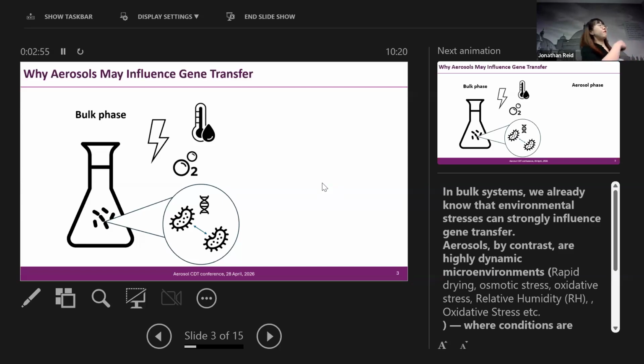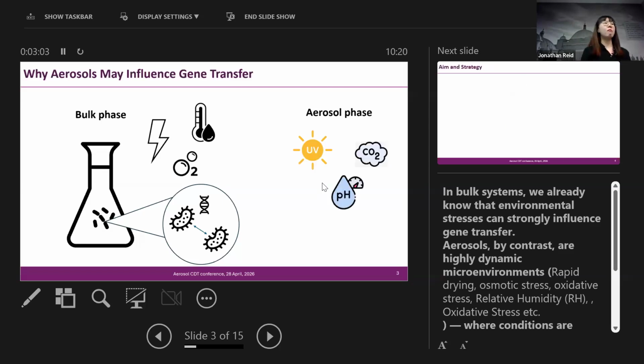And don't you think these factors are similar to what we have in the aerosol phase? Moreover, in the aerosol phase, we can have more extra environmental stresses, like UV exposure, pH change, or carbon dioxide concentration, which will give a lot of extra stress that may help. So here we think the aerosol phase has the potential to help the bacteria pick up the genes. We call it promoting gene transfer.